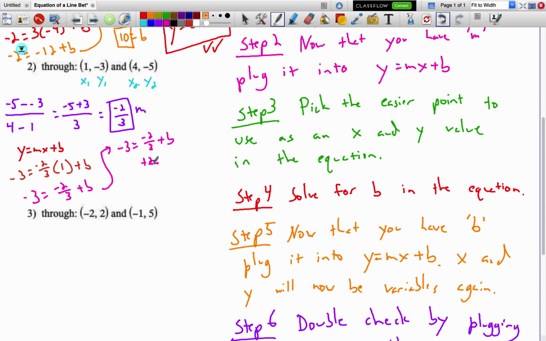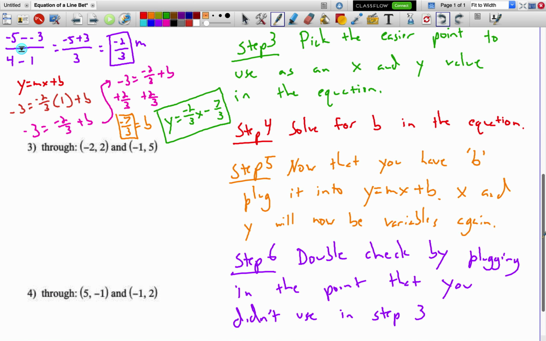We will add 2/3 to both sides. Here, being good with fractions is really important to recognize that negative 3 could be re-expressed as negative 9 over 3. Negative 9 plus 2 becomes a negative 7, so this is negative 7 over 3 equals b. Now that I have a b and an m value, I can plug them into y equals mx plus b and get y equals negative 2/3 x minus 7/3.